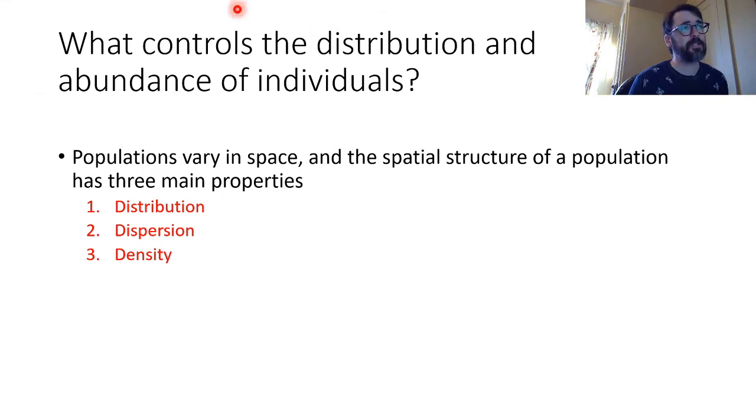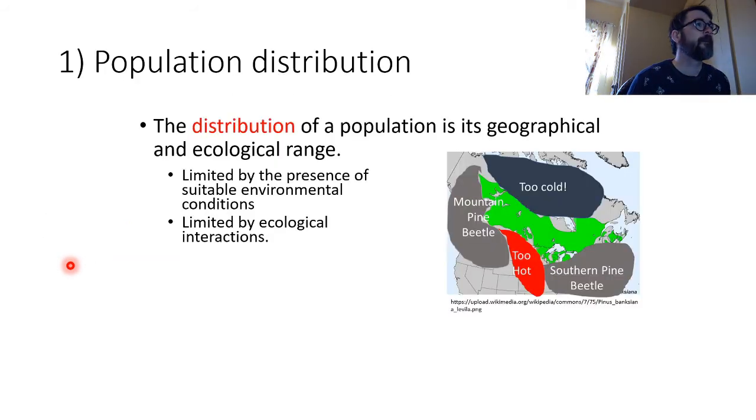Okay, so if we ask that question, what controls the distribution and abundance of individuals? Part of it is that we have to think about how individuals vary in space and time. And there's three main properties. You can think of these as the 3Ds. And we're going to talk about these in sequence now. You can think about the distribution, the dispersion, or the density of individuals. Okay, so let's start with distribution, the first D.